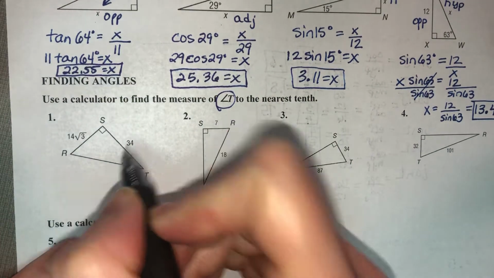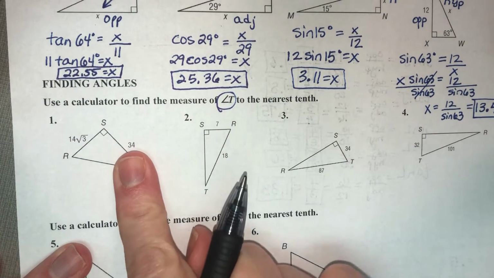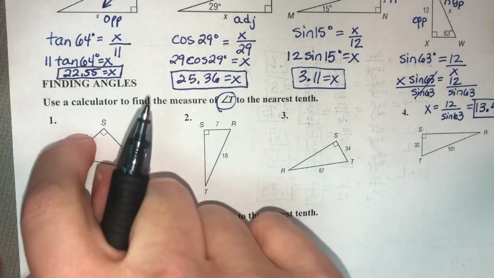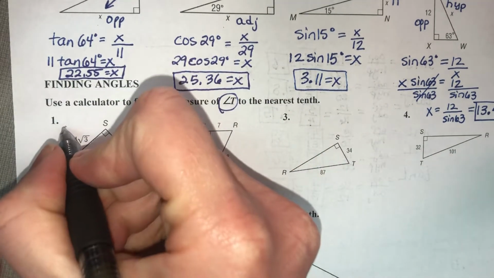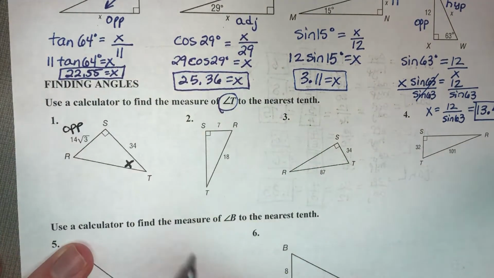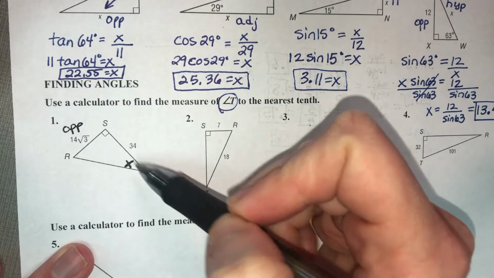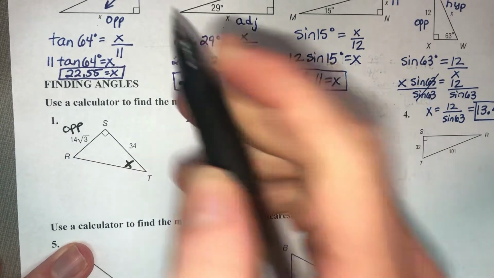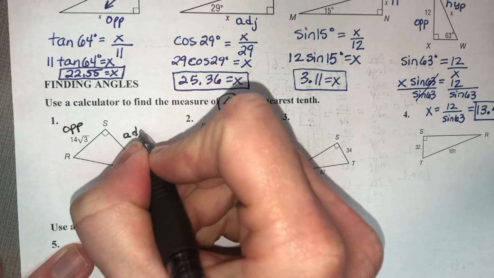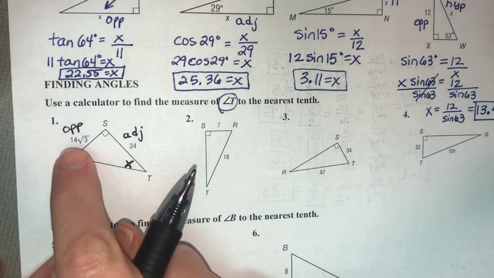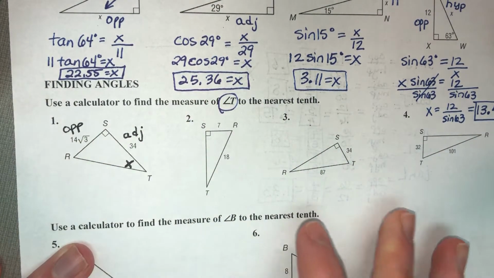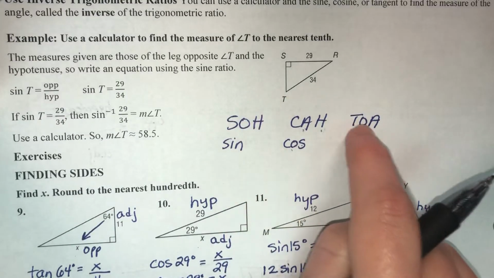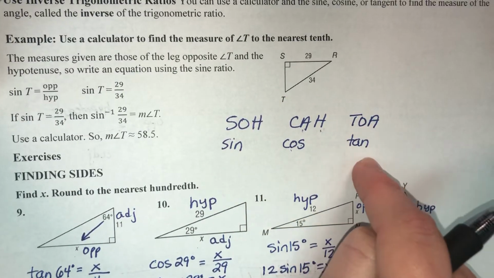So I'm looking at this side. If I put my finger on my angle, this is the side my finger doesn't touch. So this is the opposite side. And the one with the 34 is the side that is touching my angle but is not the hypotenuse. So that's called the adjacent side. So which trig function uses the O and the A? From SOHCAHTOA. OA, that's the tangent.